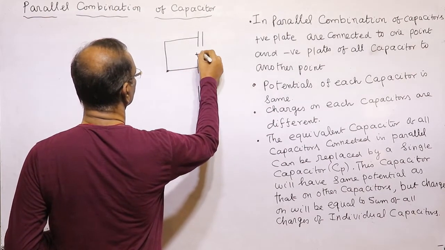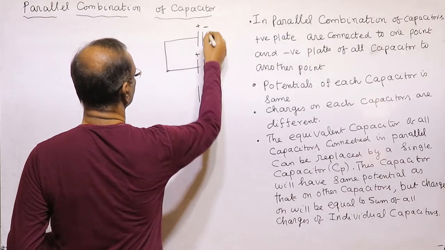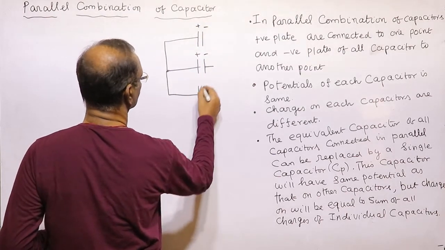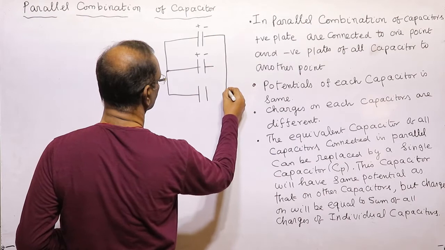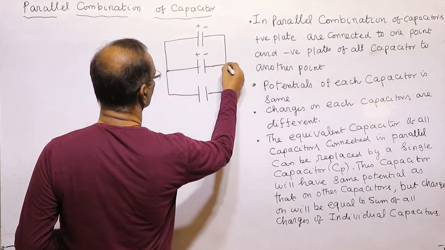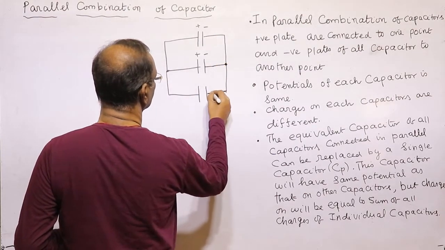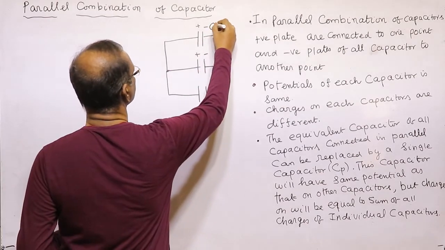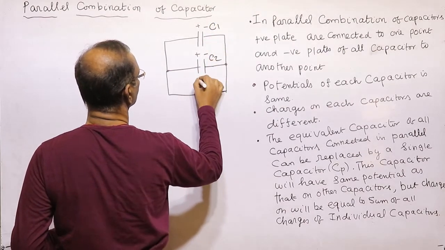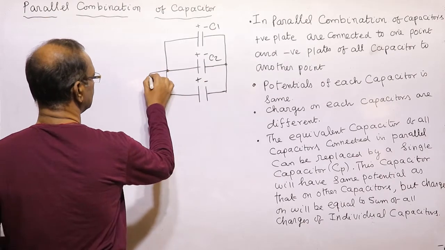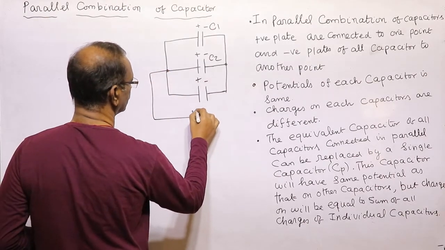This is plus Q, this is minus Q, plus Q, minus Q. Okay, this is three plates. This is C1, C2, plus charge, minus charge. It is connected to a potential difference.